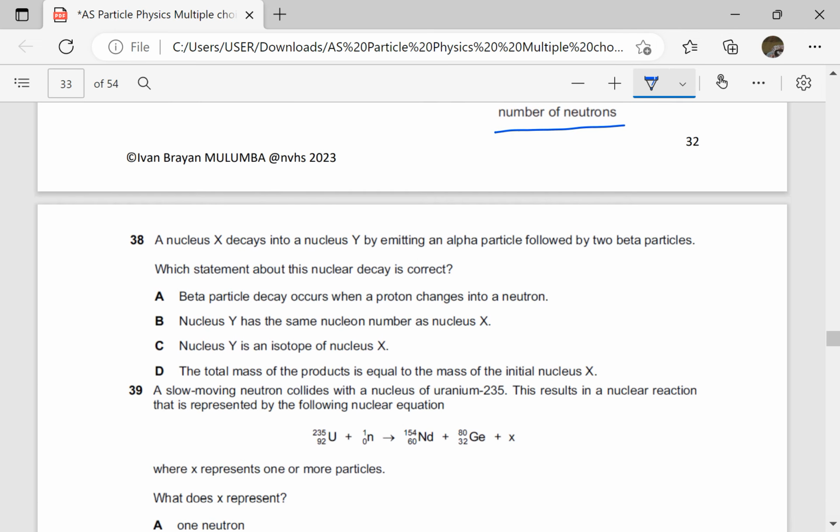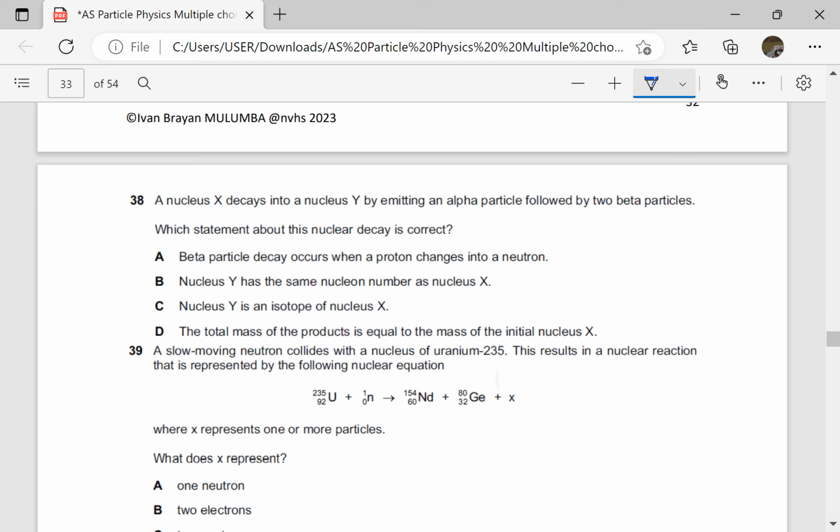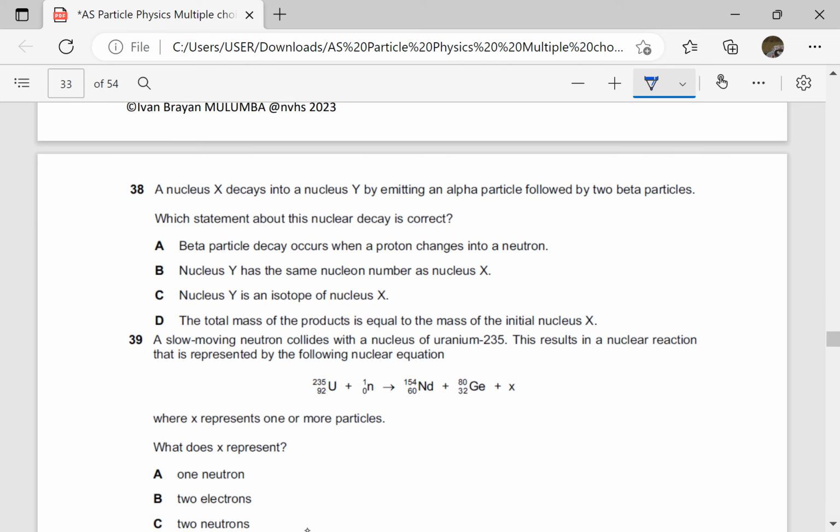A nucleus X decays into a nucleus Y by emitting an alpha particle followed by 2 beta particles. Which statement about this nuclear decay is correct? Beta particle decay occurs when a proton changes into a neutron.